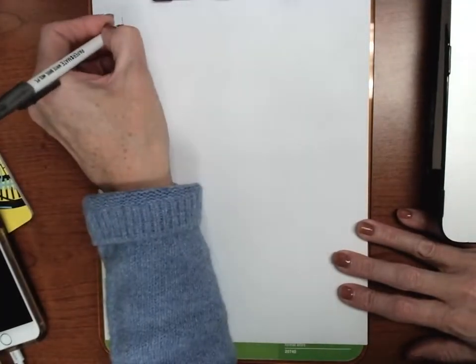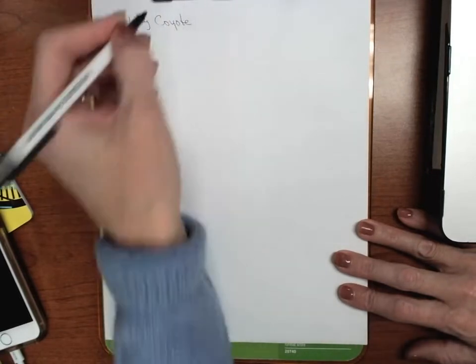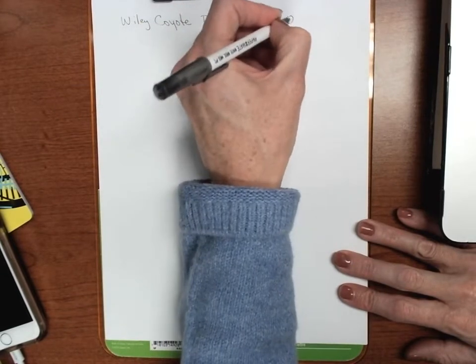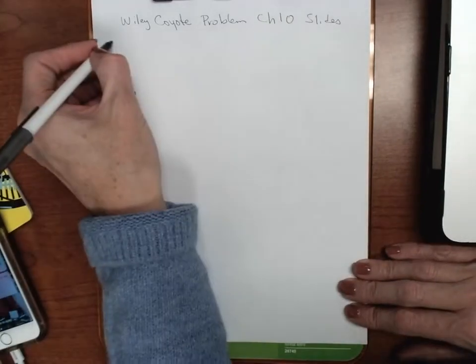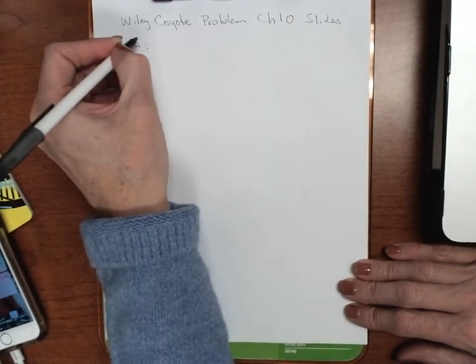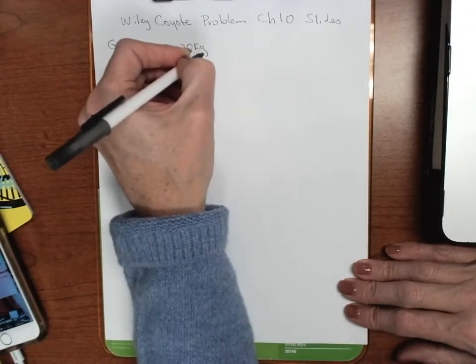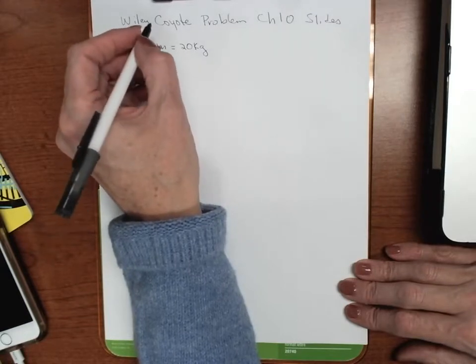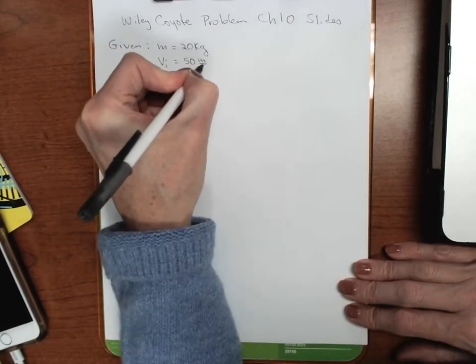This is the Wiley Coyote problem for chapter 10 slides. So we're given that the Wiley Coyote weighs 20 kilograms. And we're told that he is shot straight up from a cannon with an initial velocity of 50 meters per second. So V initial is equal to 50 meters per second.